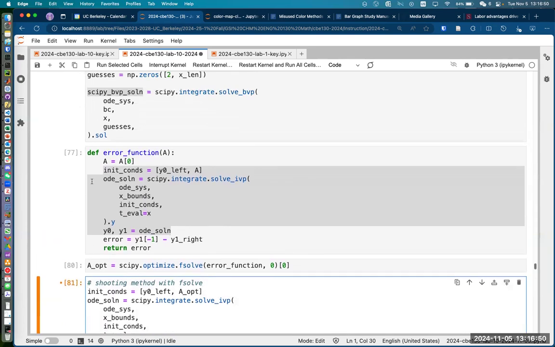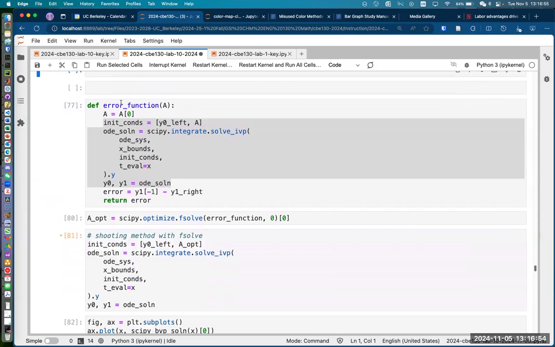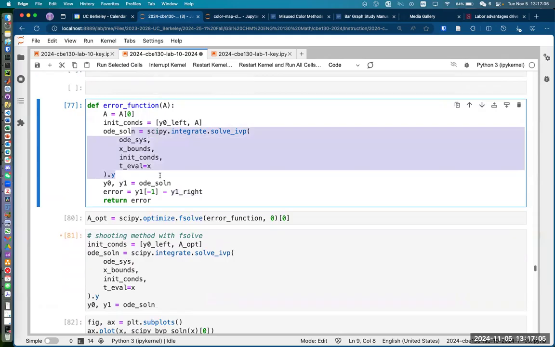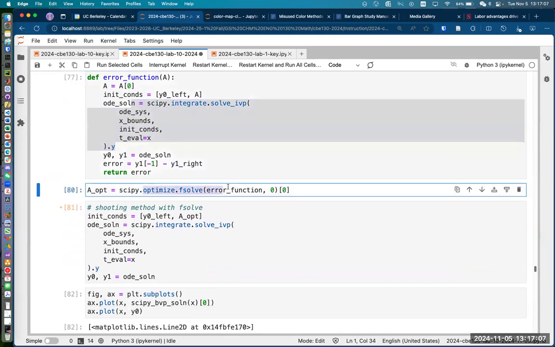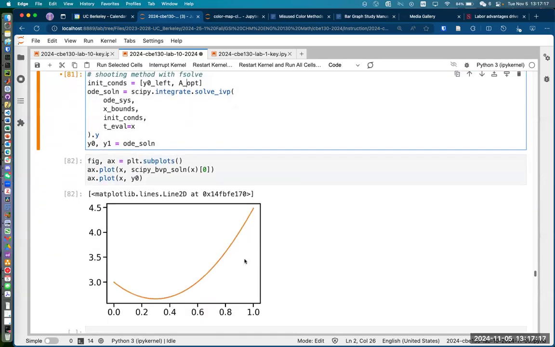So the process for solving using shooting method with fsolve is that you first define an error function. The error function is the solve IVP result minus your boundary condition 2. And you solve your solve IVP problem again and again using the fsolve function. The result of the fsolve function is the optimum A, and you use the optimum A to solve the IVP, which gives you the solution.